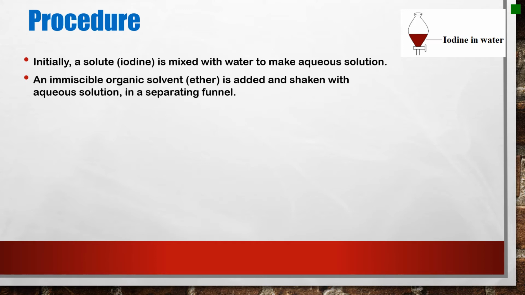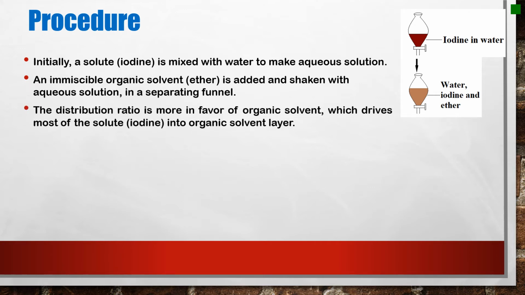Then another solvent, in most cases an organic solvent, is added to the mixture of water and the solute, with the intention of separating the solute from water. In this example, we have water that was containing iodine, then an ether is added to separate iodine from water. The distribution ratio is more in favor of the organic solvent, which drives most of the solute, like iodine here, into the organic solvent. So people ask themselves, why is the distribution ratio more in favor of the organic solvent?